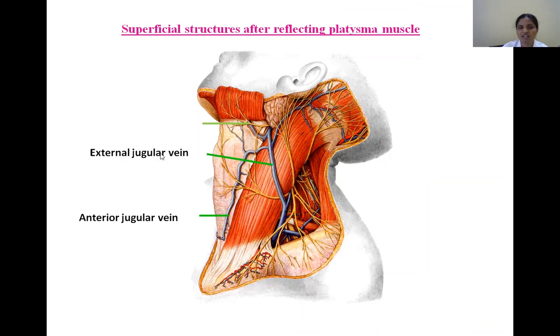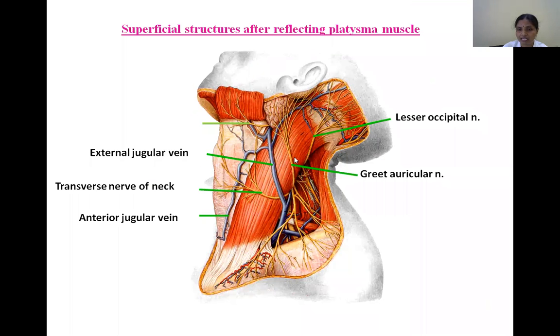This is the external jugular vein. Lesser occipital nerve. Great auricular nerve. Transverse cervical nerve. See the transverse cervical, it is crossing the sternocleidomastoid horizontally, right? And one ascending on the surface of the sternocleidomastoid is the great auricular nerve. And one ascends along the posterior border of the sternocleidomastoid, the lesser occipital nerve.